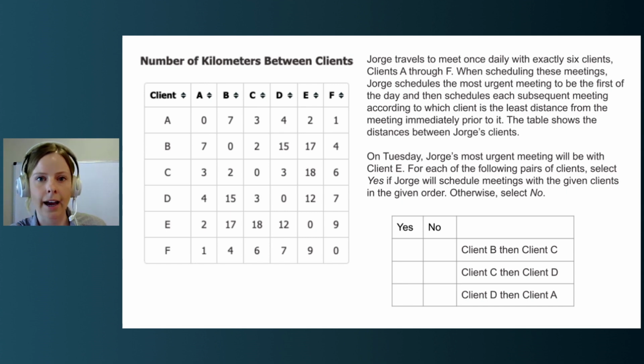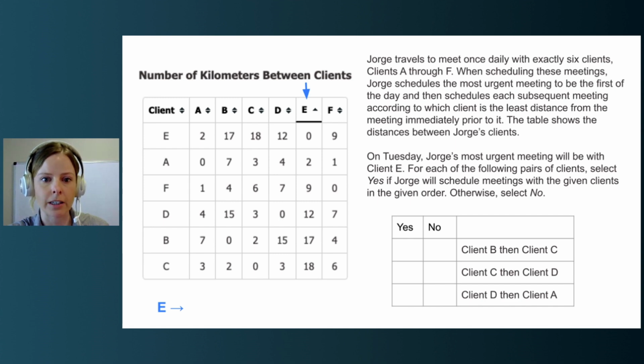We know exactly how he is making his decisions on who to go to next. So I'm just going to set up his entire day, right? See what his entire order is. And then I'll come back to these particular pairs and see whether they're in the correct order. So let's go ahead and do that. Since we know that he's starting with E, let's sort the chart by column E.